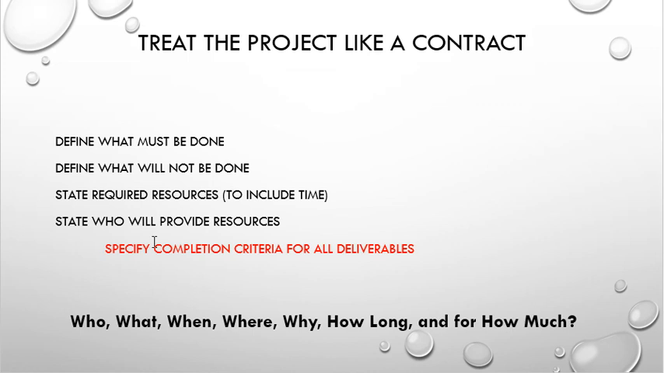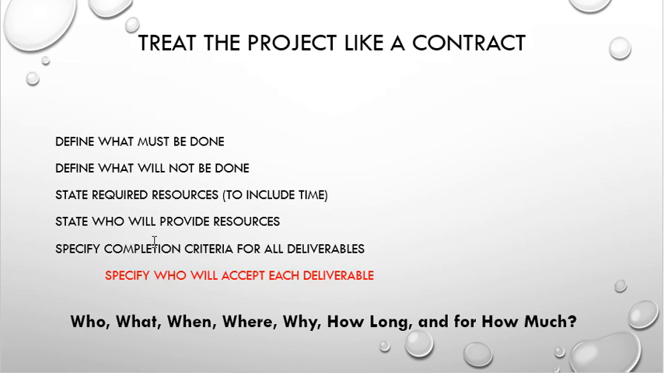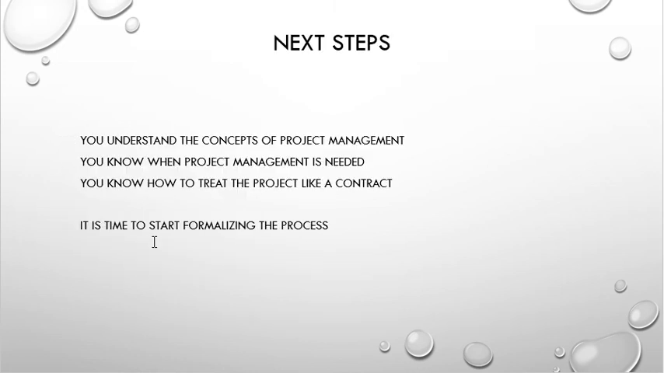And then specify the completion criteria for all the deliverables. What will you do? What will it look like whenever it's delivered? Who's going to provide the resources? And then define who on the other side is going to accept each one of these deliverables as they get done. The next steps that we're going to work through on this is, now that you understand the concepts of project management and you know when project management is needed, you know how to treat it like a contract, now it's time for us to go in and start formalizing the process of project management.